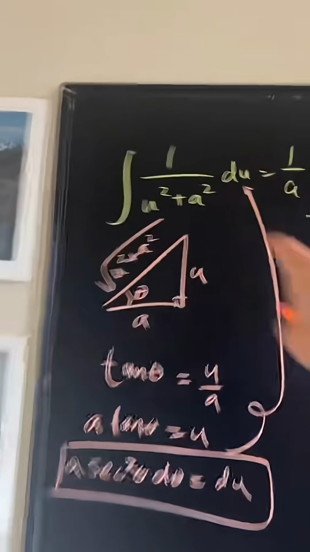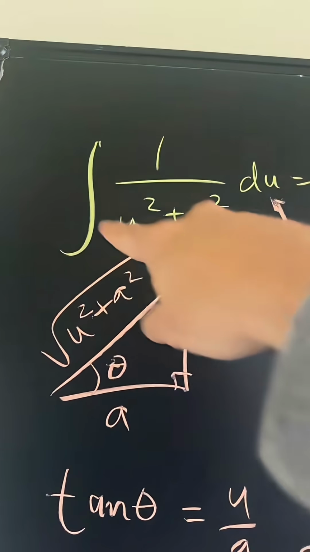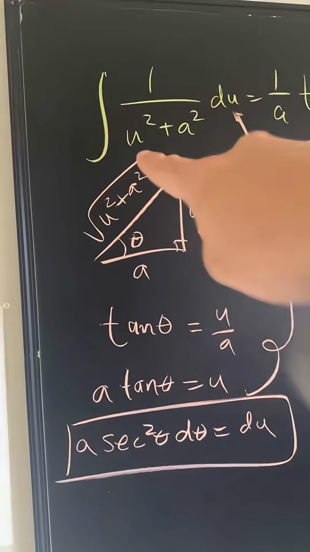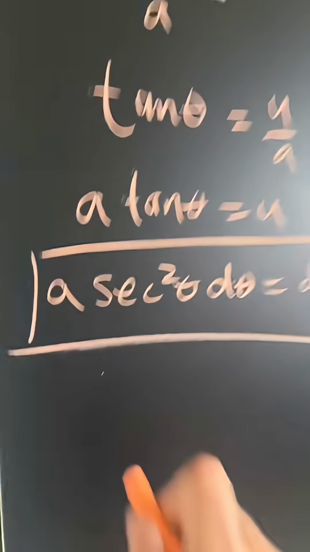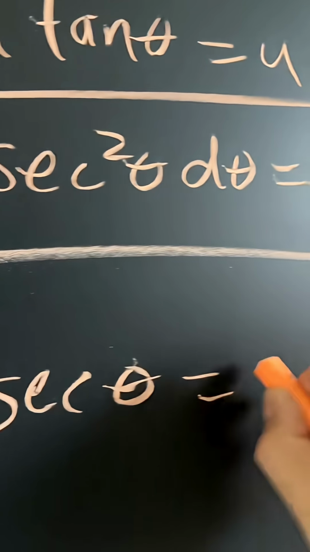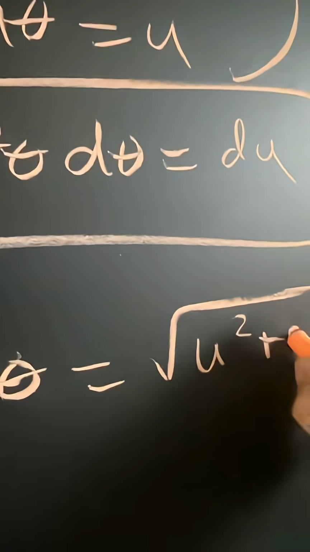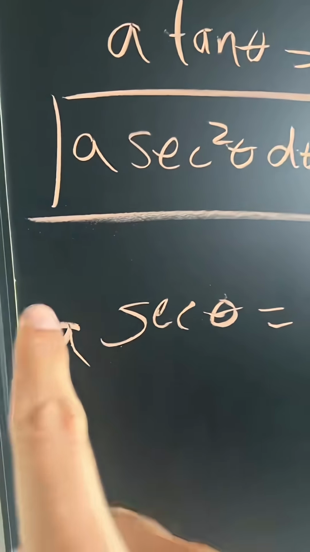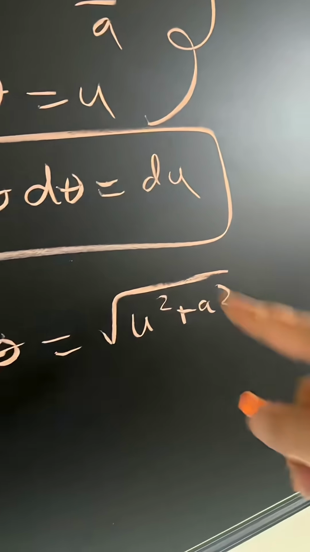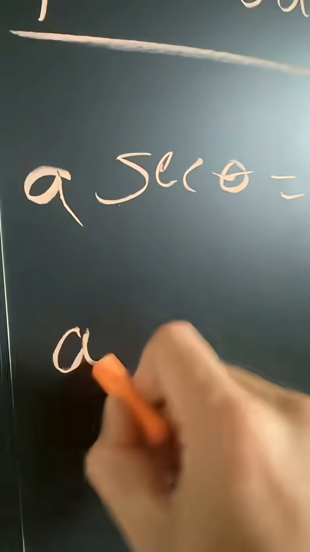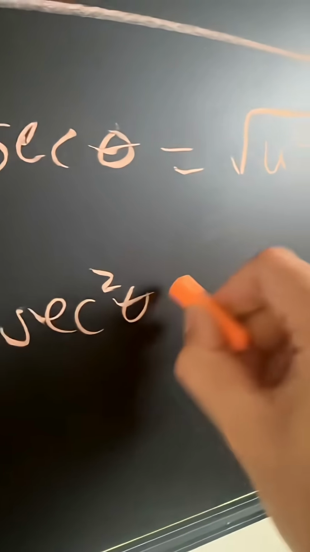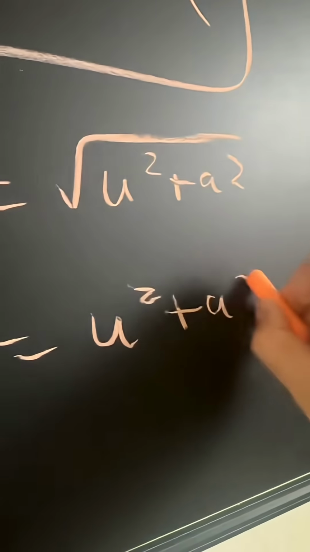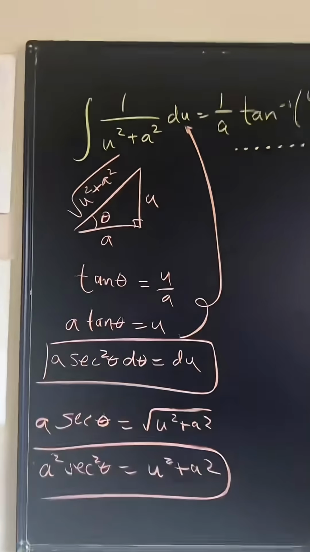All right, well, we need one more thing. We need to find the value that represents this right here in our triangle. I see hypotenuse and I see adjacent, so I'm thinking secant. So secant theta is equal to the square root of u squared plus a squared over a. But if I move the a to the other side, I'm going to have a secant theta is equal to the square root of u squared plus a squared. That gives me a squared secant squared theta equals u squared plus a squared. Perfect. So we have officially found the things that we're going to use to rewrite our integral.